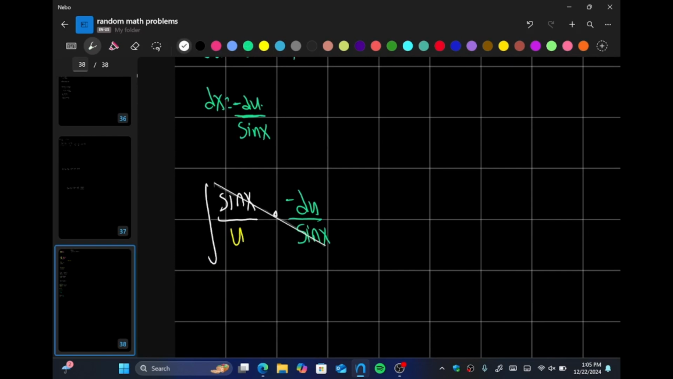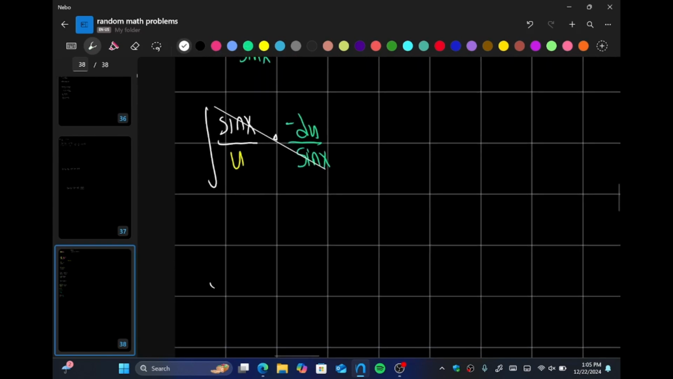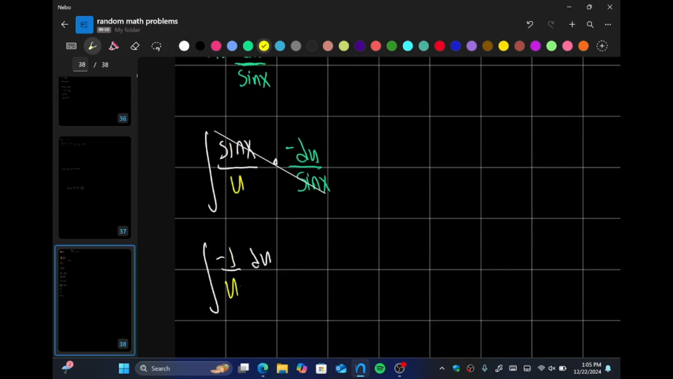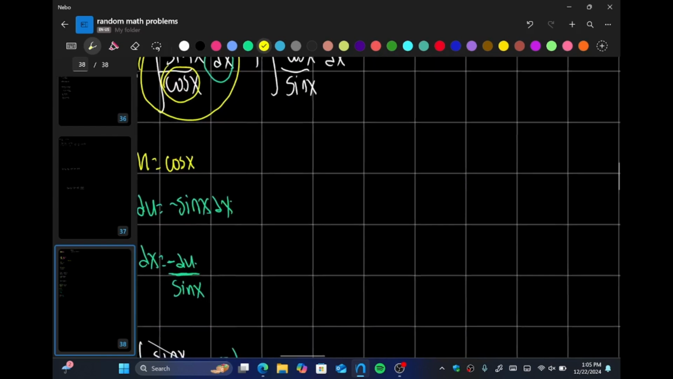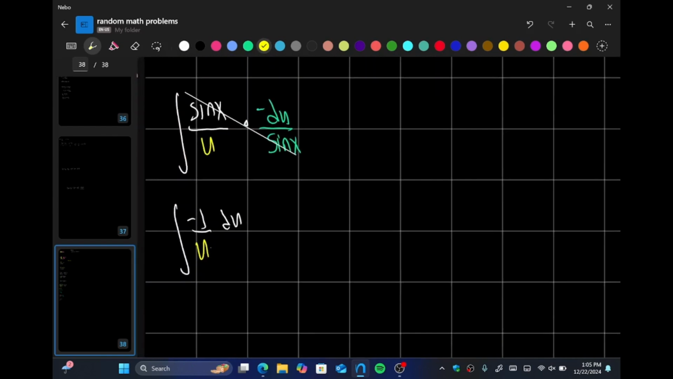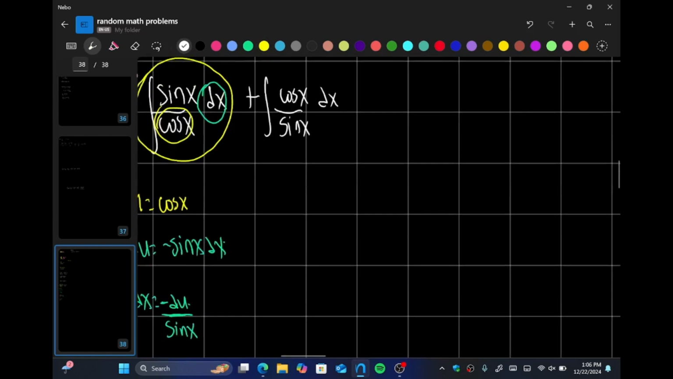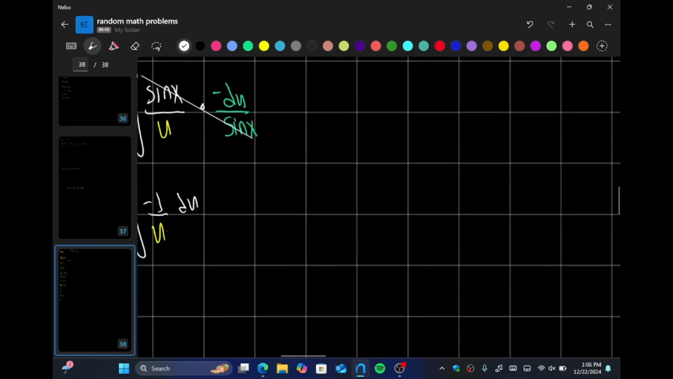Oops, this is going to cancel out, and you get the integral of negative 1 over u du. I'm going to go ahead and put that there. And then we're going to do plus the integral of cosine x over sine x.